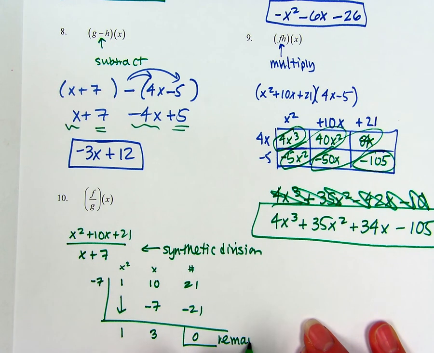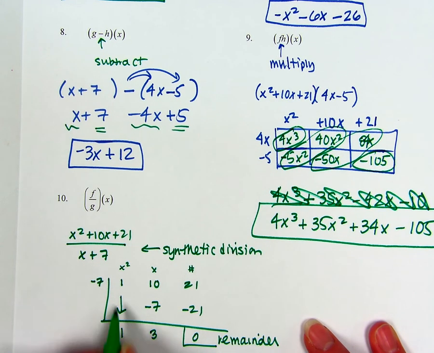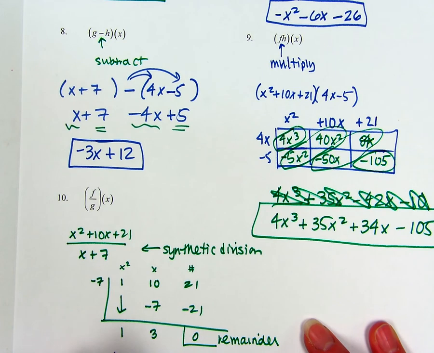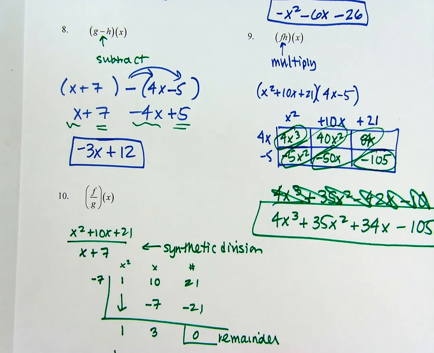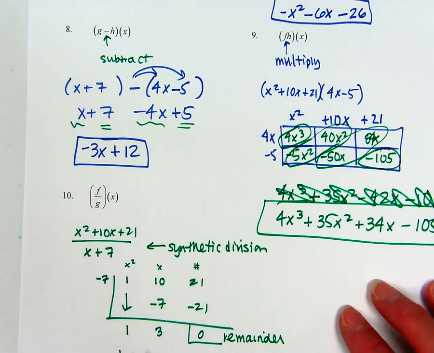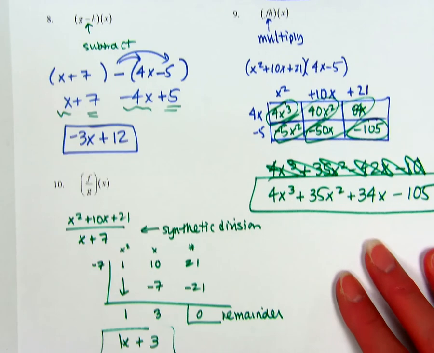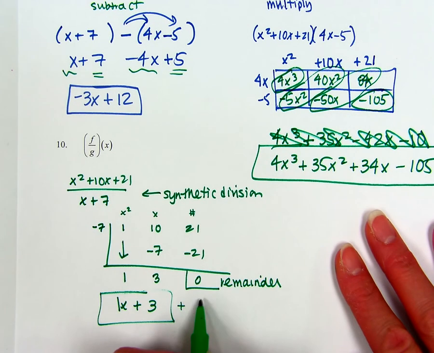That's my remainder. All right, so this was x squared, so this is x. This is 1x plus 3. Remember, you go 1 degree less, and then you keep taking off an x until you get down to your remainder. If there were a remainder, which now there's not, then I would say plus whatever my remainder is over my divisor. But you don't need that because that was 0.